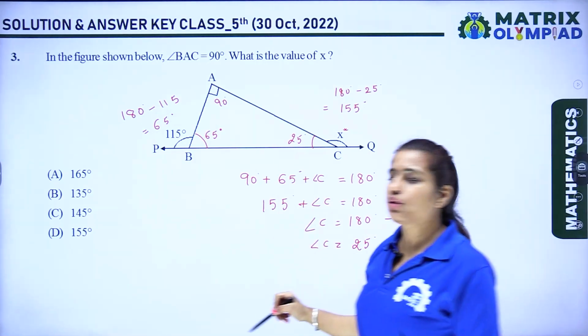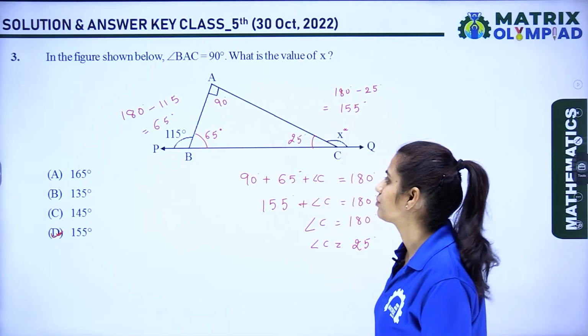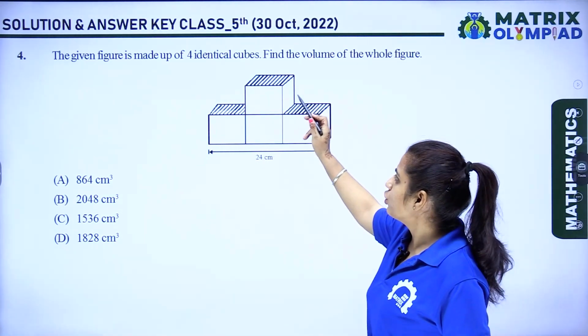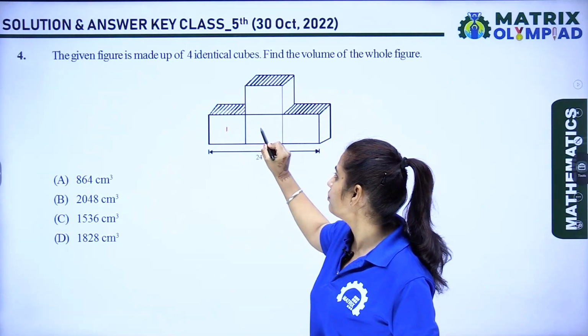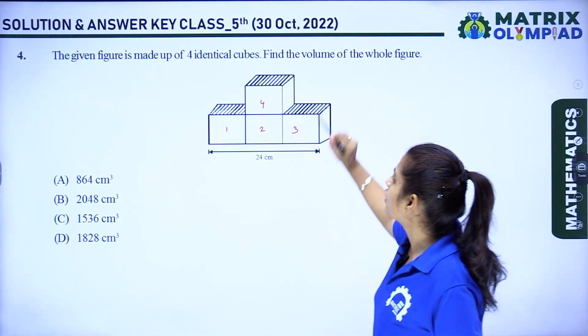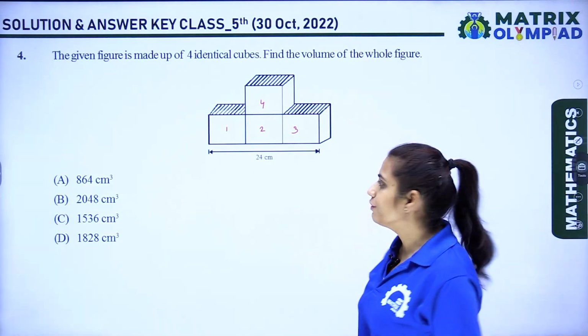So, here according to this, option D is the correct answer. Question is, the given figure is made up of 4 identical cubes. So, here we are given the 4 identical cubes, that is 1, 2, 3 and this is the fourth one. We have to find out the volume of the whole figure.